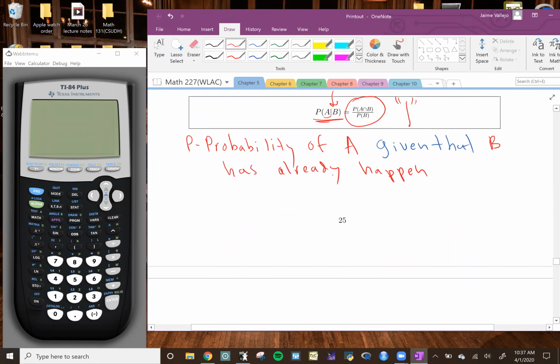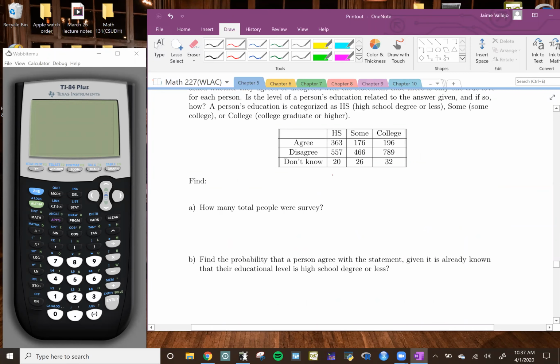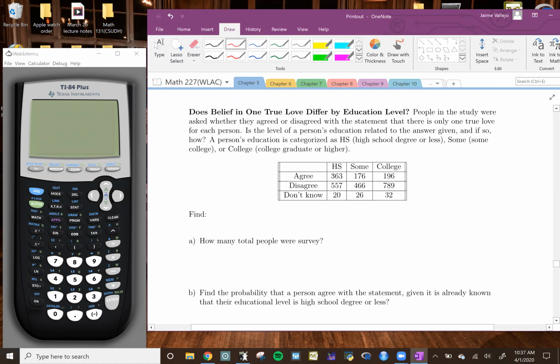Cool. All right, let me scroll on down. Let's go ahead and do this one. It says belief in one true love differs by education level. People in a study were asked whether they agree or disagree with the statement that there is only one true love for each person. Is the level of a person's education related to the answer given, and if so, how? A person's education is categorized as HS, a high school degree or less, some college, or college, which is college graduate or higher.